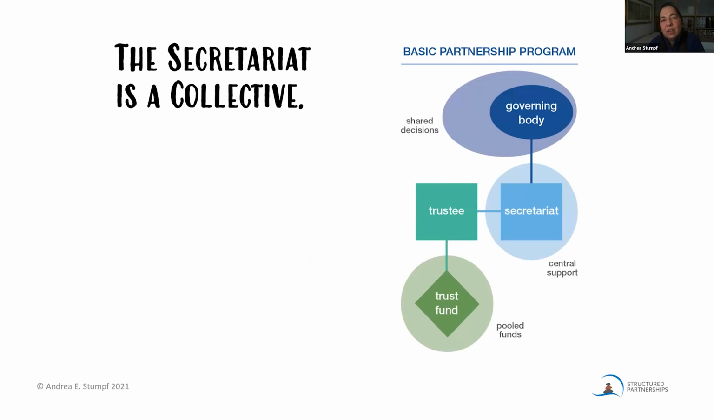So let's start with the notion that the secretariat is a collective. This is a word I use a lot in the partnership environment. And what I show here in the diagram are a number of collectives. So collectives are really the elements where the partners converge. And you have, for example, a governing body, which collects decision-making, shared decisions. You can have a trust fund, which collects or commingles the funds, so that's shared pooled funding. And then the secretariat also is creating a collective through this centralized support function for the partnership.